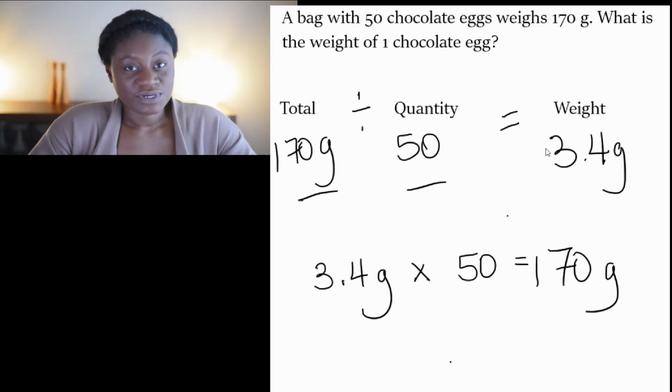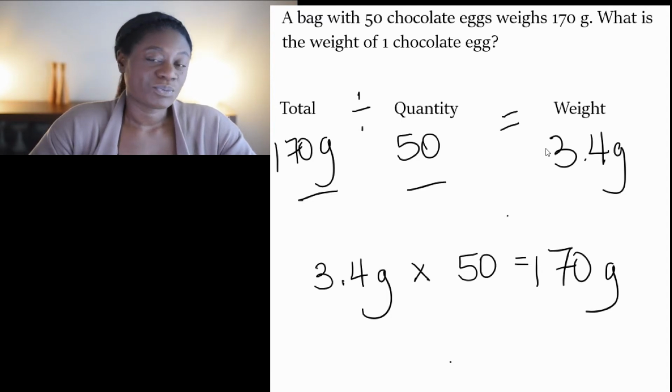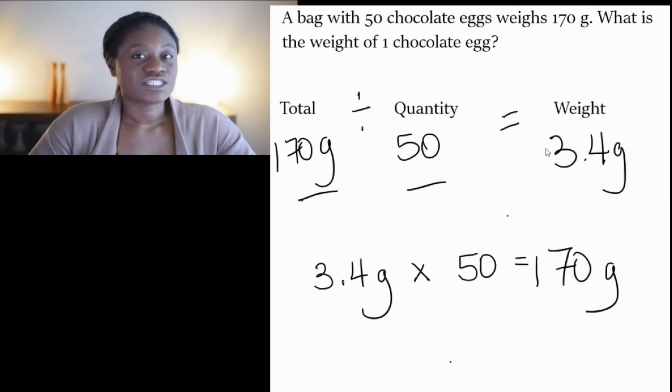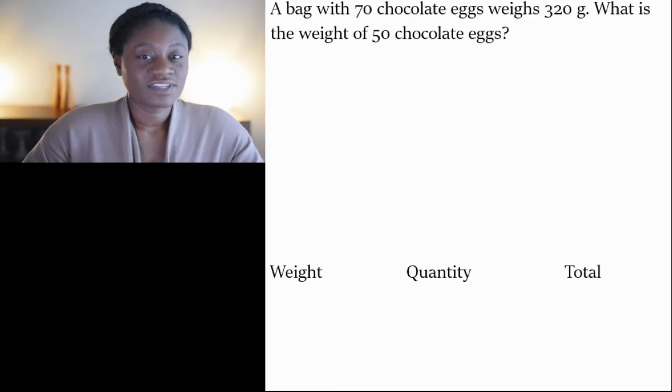As you can see, you are able to find the answer by going in reverse, by taking the weight and multiplying by the quantity to equal the total. 3.4 grams, the weight per chocolate egg, times the total number of chocolate eggs in the bag, which is 50, equals the total amount of weight in the bag.